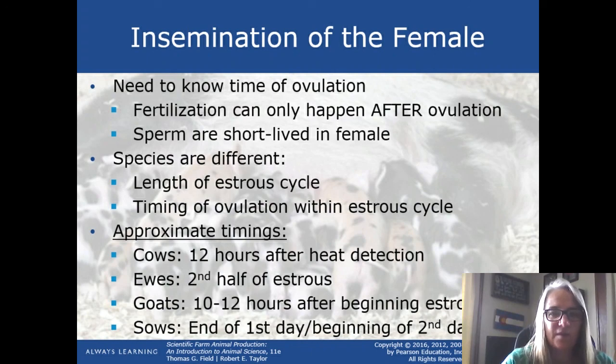When animals are inseminated, we have to know the time of ovulation. Fertilization can only happen after ovulation, and sperm are fairly short-lived, so we want to get this right.